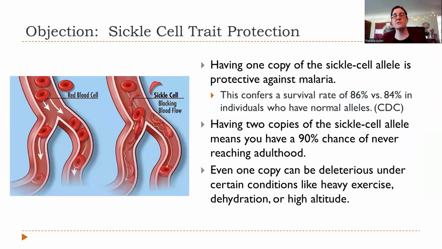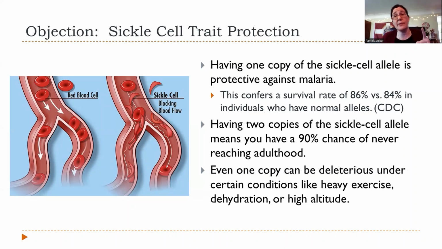Okay, there's another objection, sickle cell trait. It offers protection against malaria. Well, it confers a slight increase in survival in individuals that are infected with malaria over individuals who have normal alleles and don't have sickle cell trait. But if you've got 2 copies of the sickle cell trait allele, you have a 90% chance of never reaching adulthood. That's a detriment. Okay, it's bad for the population.